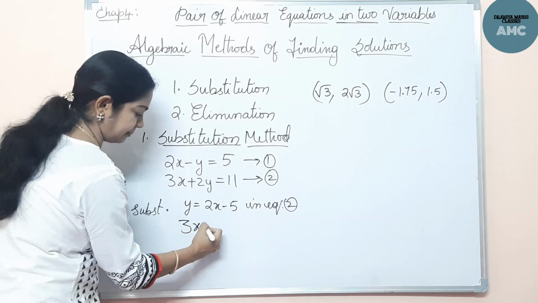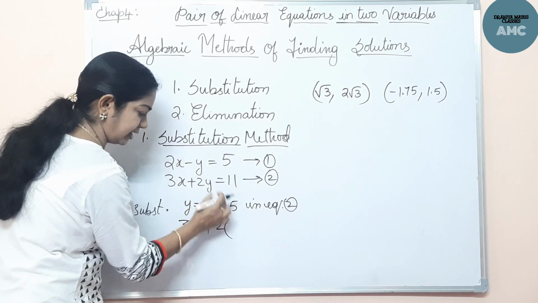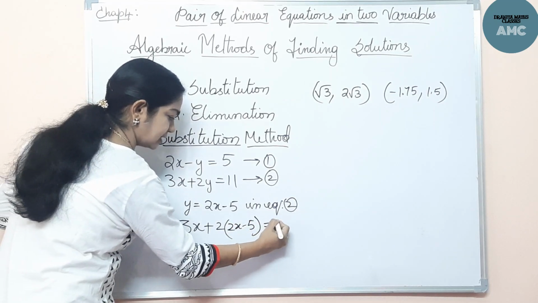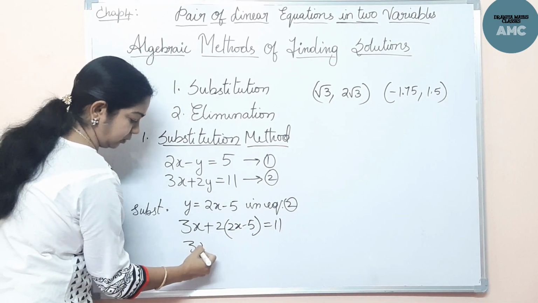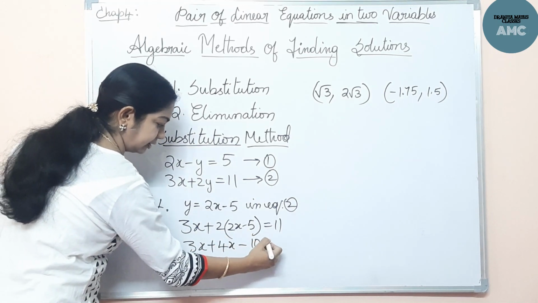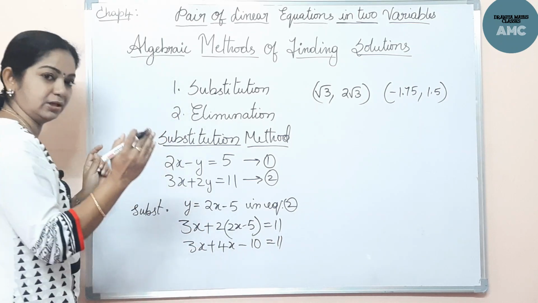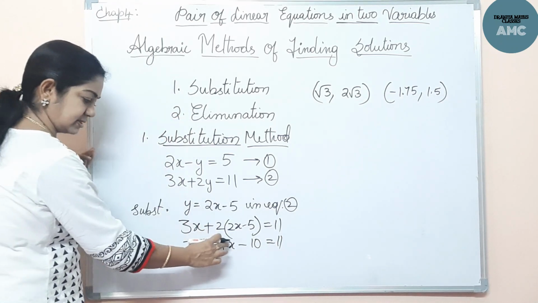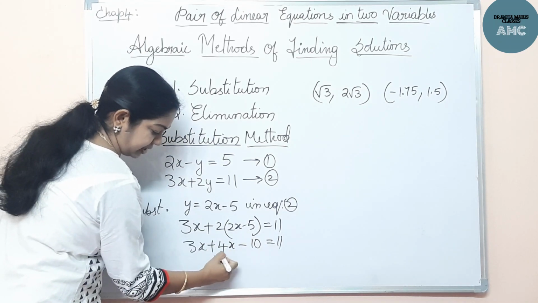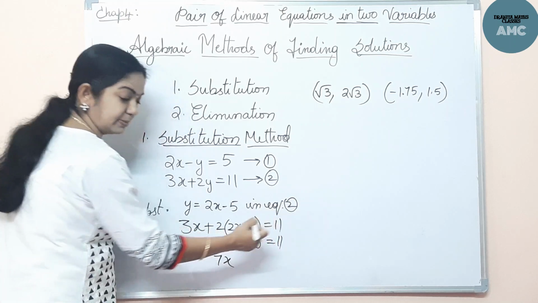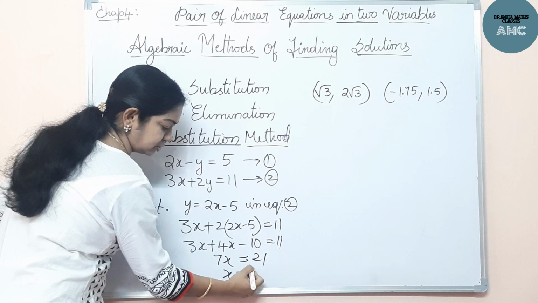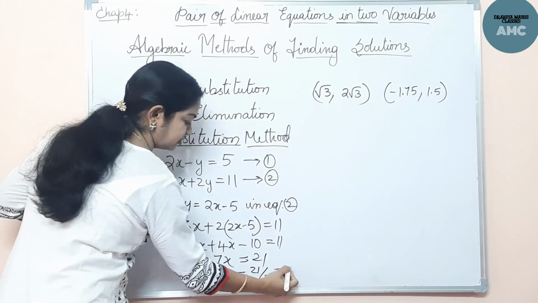Now 3x plus 2 into, in place of y I substitute 2x minus 5, equals 11. Now we open the brackets: 4x minus 10 equal to 11. We add the x like terms and do the constants. Here 7x minus 10 goes there, it becomes plus 10, it comes to 21. So x equals 21 by 7, that comes to 3.